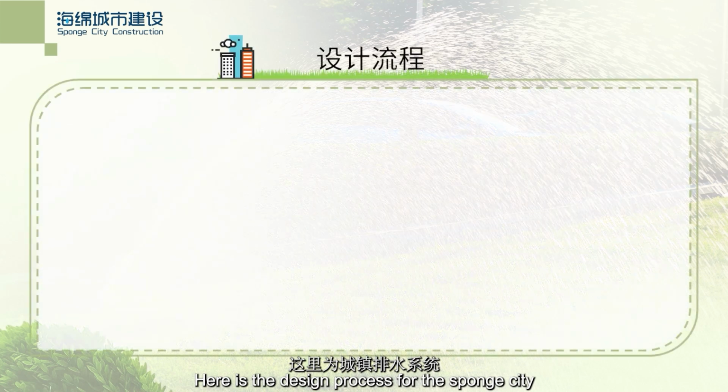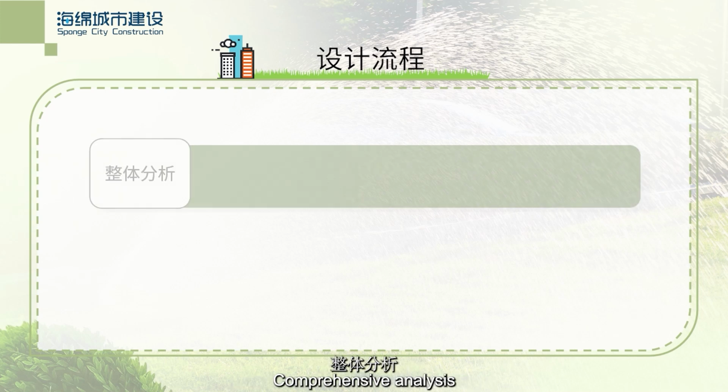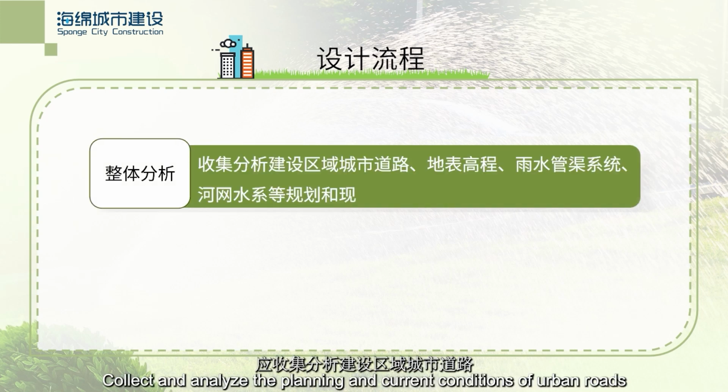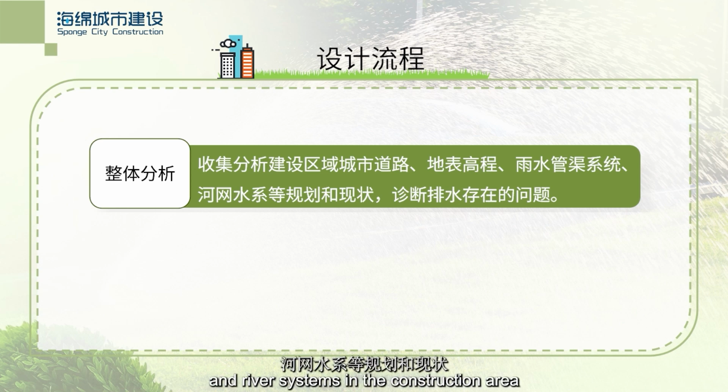Here is the design process for the sponge city construction of urban drainage systems, which can be divided into 6 steps. Comprehensive analysis: collect and analyze the planning and current conditions of urban roads, surface elevation, rainwater pipe networks, and river systems in the construction area, and diagnose drainage problems.